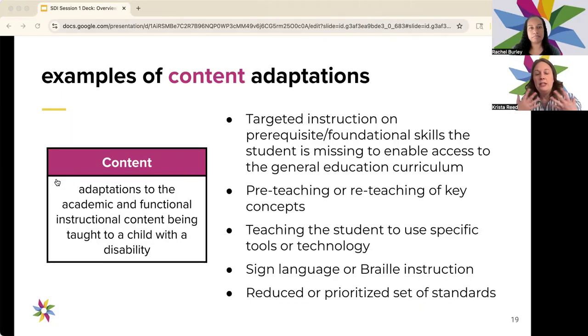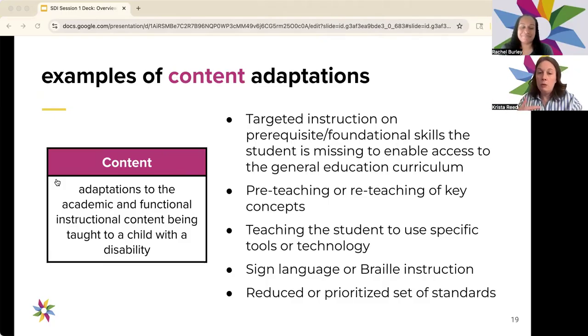Let's talk through examples of content adaptations. So again, content is the what students are learning. So based on the needs of a student that stem from their disability, maybe we're providing some targeted instruction on some prerequisite or foundational skills that they're missing. And by doing that, giving them more practice with those basic reading skills, helping them master basic reading skills, it's going to enable better access to the gen ed curriculum.